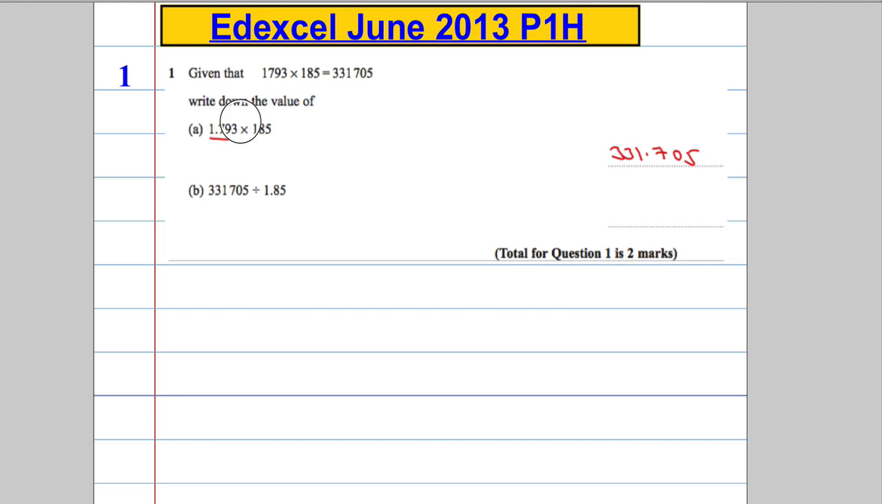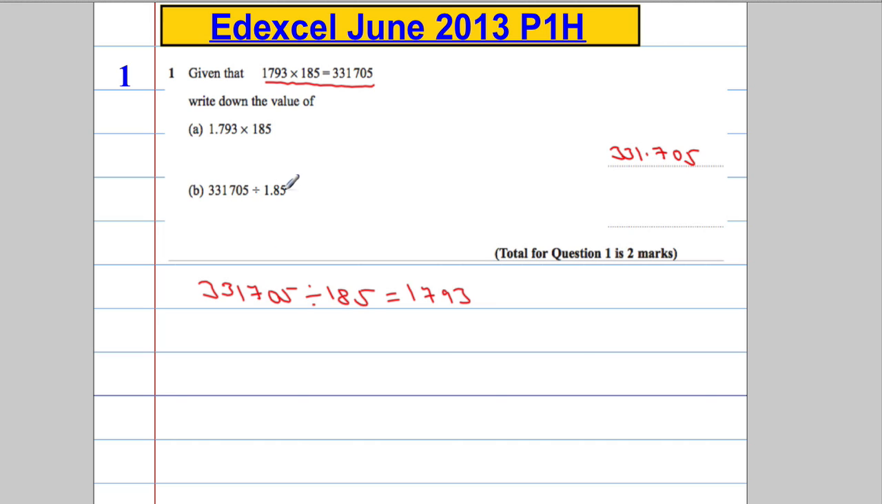Now, in the second part, similar digits involved in the question, but a different operation. So what I'm going to do is rewrite the given calculation using this operation. So 331,705 divided by 185. Well, surely that must be 1,793. So that's the first stage.